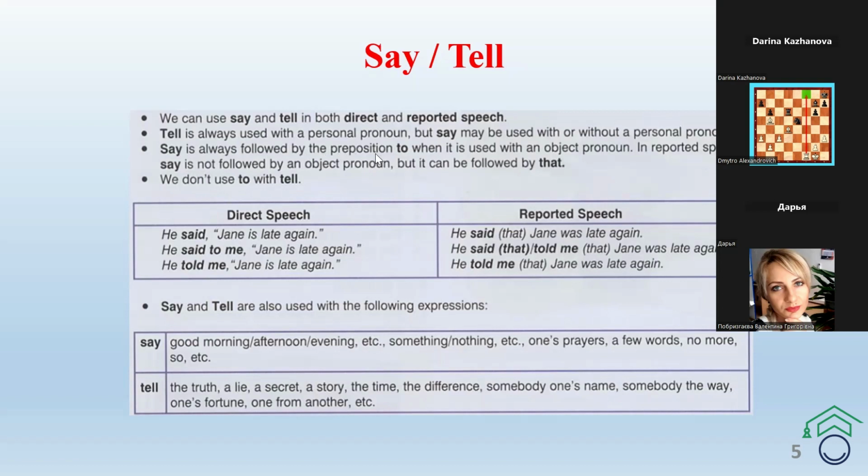Say is always followed by the preposition to when it is used with an object pronoun. In reported speech, say is not followed by an object pronoun, but it can be followed by that. And we don't use to with tell. Let's read the examples. Can you read the examples?